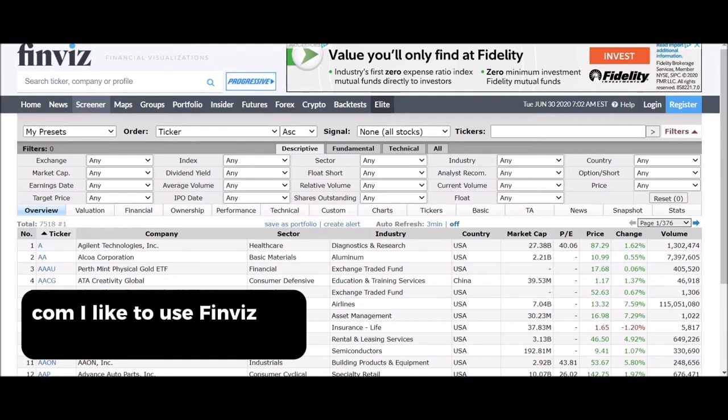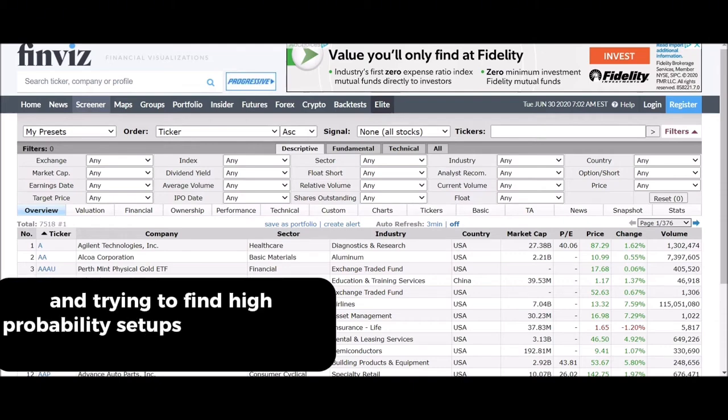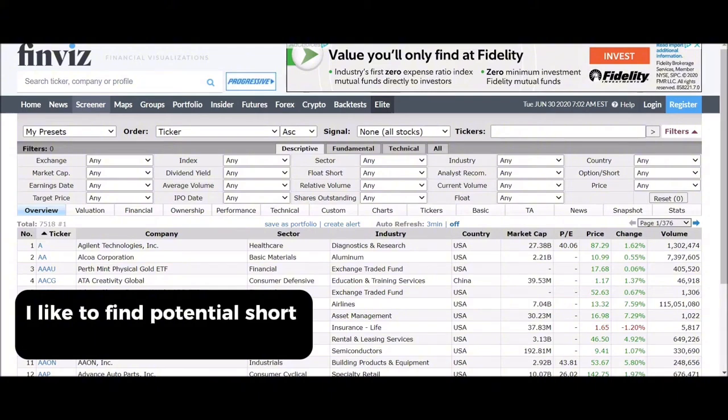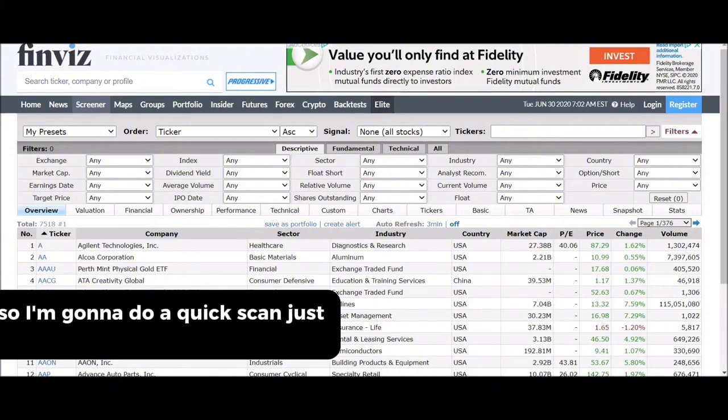I like to use Finviz for screening for stocks and trying to find high probability setups and potential day trades. One of the things that I like to look for when I'm trading is potential short squeezes. So I'm going to do a quick scan just to show you what that looks like.